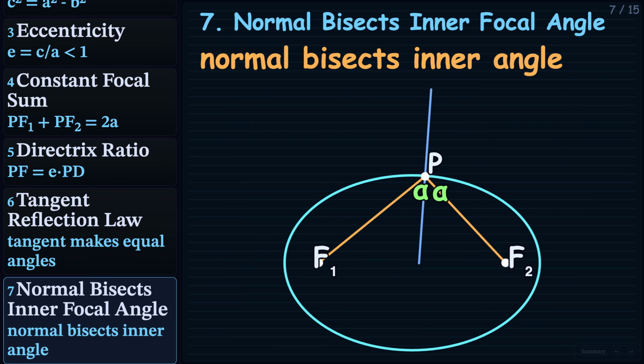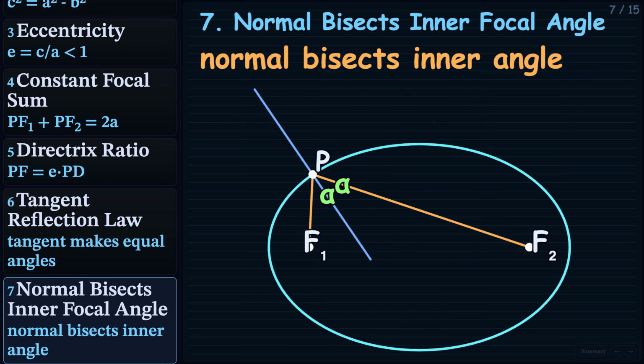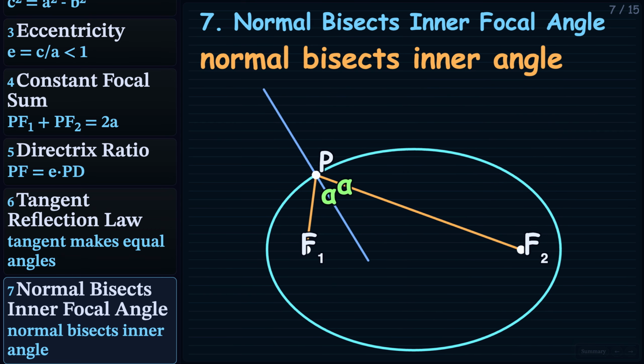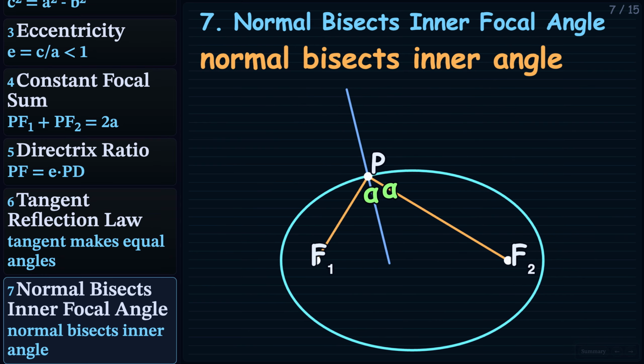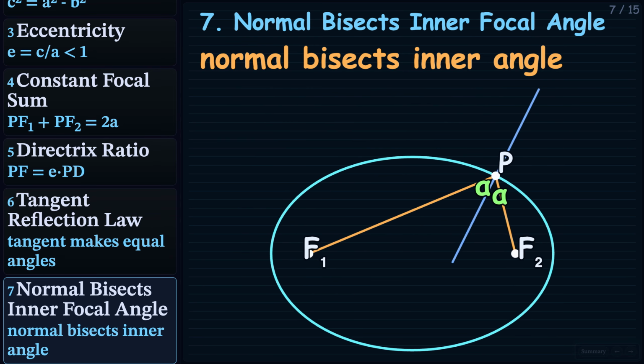Number 7 out of 15. Normal bisects the inner focal angle. The normal splits the inside angle between the two focal segments. Proof hint. Once the tangent makes equal outer angles, the perpendicular normal becomes the inner bisector.